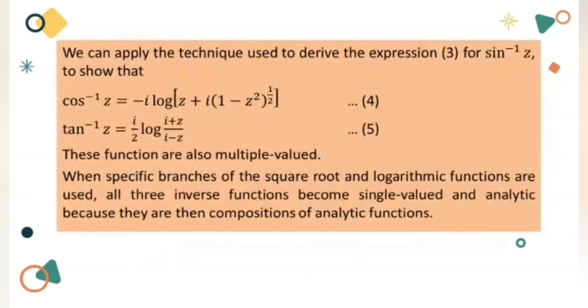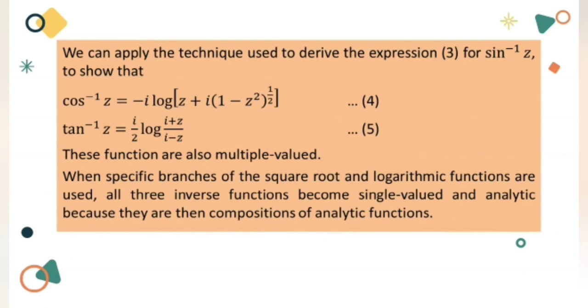We can apply the technique used to derive expression 3 for inverse sine z to show that inverse cosine z equals negative i log of z plus i times 1 minus z squared to the power of a half. Name it as expression 4. And for the inverse tangent, z equals i over 2 times log of (i plus z) over (i minus z). Name it as expression 5. These functions are also multiple valued.